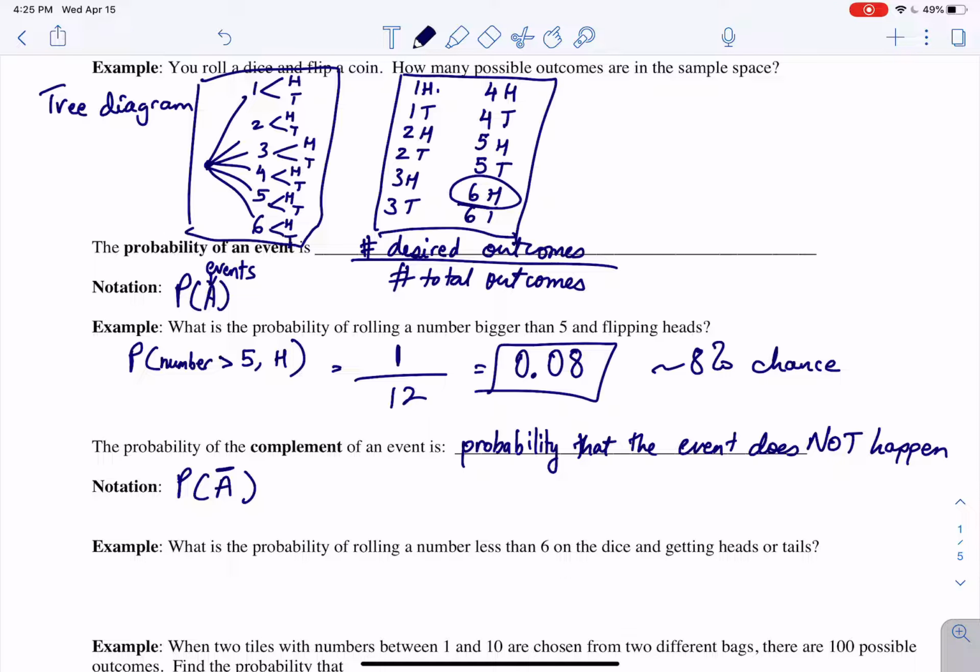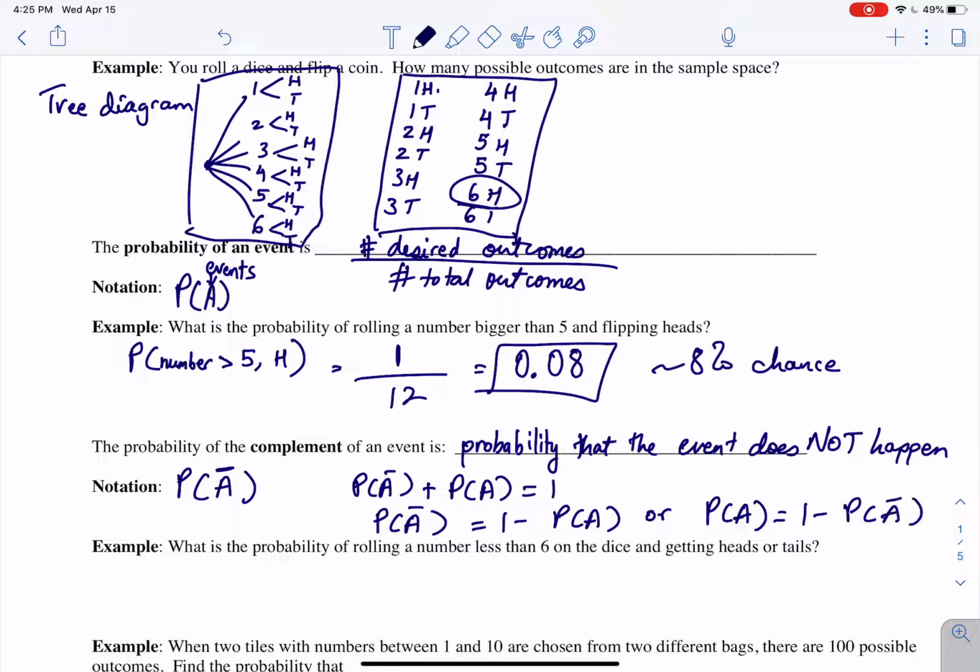And so the probability of the complement of something not happening and the probability of something happening together will equal 1. So anytime you want to calculate the probability of the complement, it's 1 minus the probability of the event. Or if you want the probability of the event, you can do 1 minus probability of the complement.